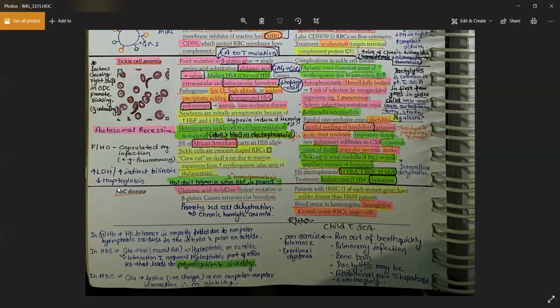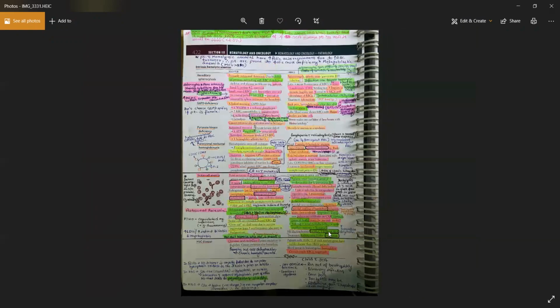Okay. So a child with sickle cell anemia will run out of breath very quickly because of the anemia, because of loss of oxygen delivery to the patient's body, right? They will have recurrent pulmonary infections. They will have a history of bone pain, dactylitis, or abdominal pain, or hepatosplenomegaly. These are all the features of sickle cell anemia in the child.